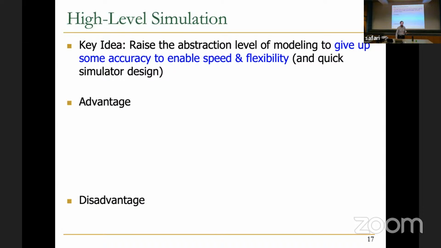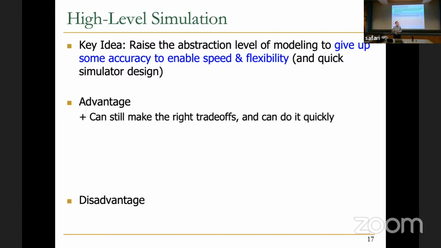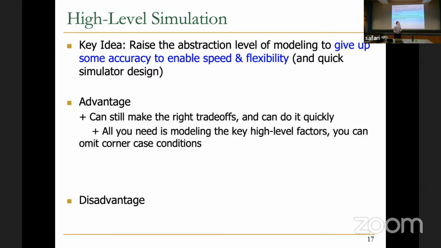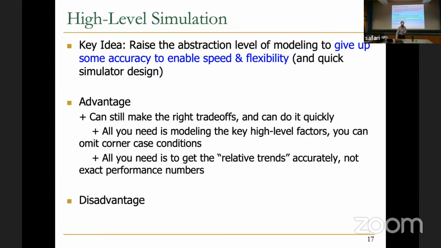This has advantages and disadvantages. The key advantage is that you can hopefully still make the right trade-offs, and do it quickly. All you need is the modeling of the key high-level factors. You can omit corner case conditions as long as they're not really affecting things. This is where you need to be careful, experienced, and have good judgment. Experience also helps with modifying the simulator. What is the corner case? Can you tolerate it? These are good questions. So you can omit some things. All you need is to get the relative trends accurately, not the exact performance numbers, because that's the goal.